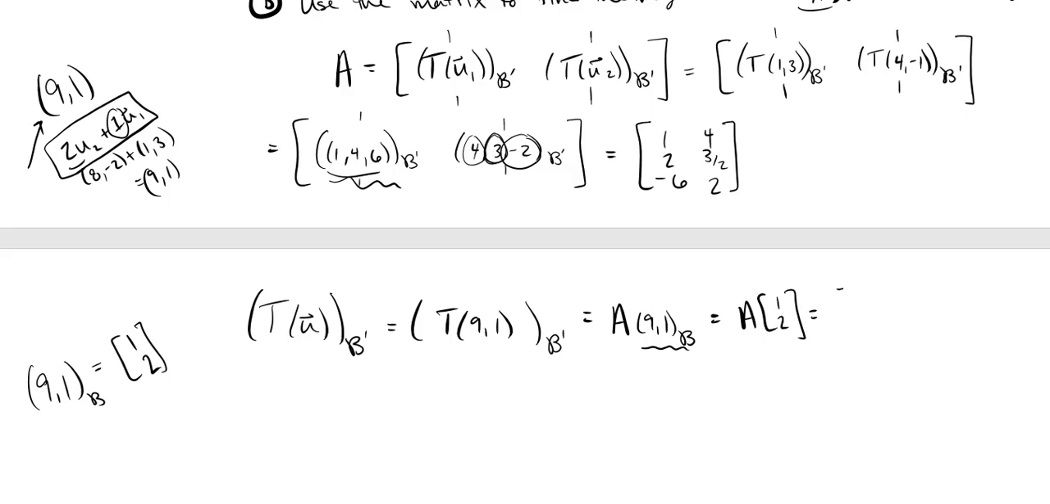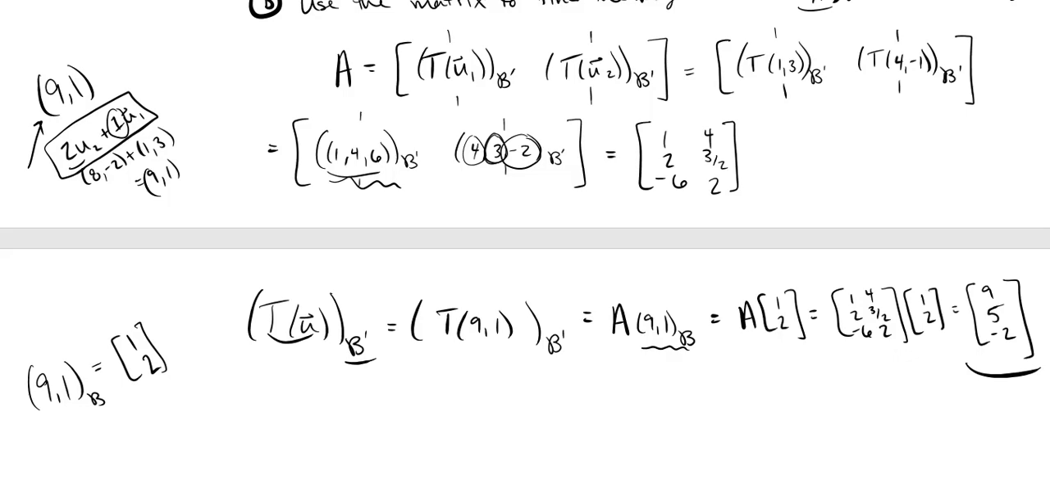And what do we have? Our matrix A, it's 1, 4, 2, 3/2, -6, 2. Now we know we're just multiplying that by the vector 1, 2. And remember, this will be the expression for it relative to basis B. So let's see what we can do here. 1 plus 8 is 9. 2 plus 3 is 5. -6 plus 4 is -2. Right, so these are the coordinates of the image relative to the B prime basis.